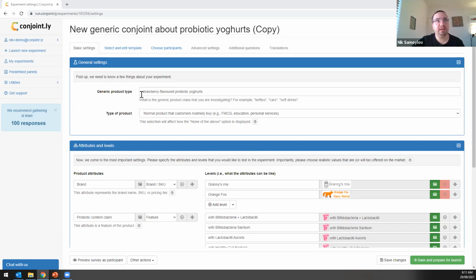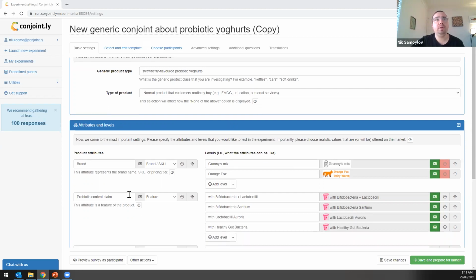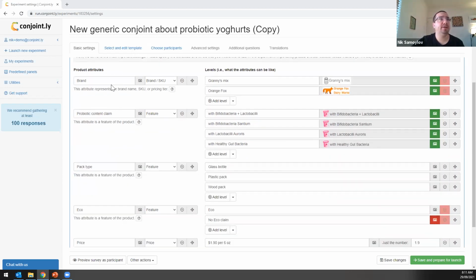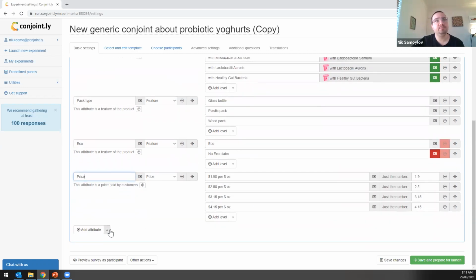We are looking at strawberry flavored probiotic yogurts. We have 5 attributes here. We have brand, we have probiotic claim, we have pack type, we have whether it has an eco claim or not, and then we have price. Price is given per 6 ounce. We typically want to be very specific, so we specify what the size of the pack is here.